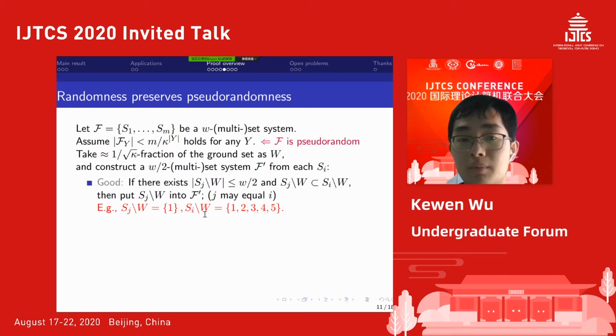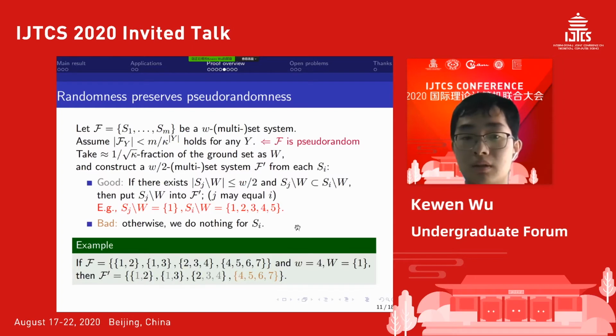Here is an example. In this case, Si minus W is very large. It contains 1, 2, 3, 4, 5 elements. But if we can find some Sj such that Sj minus W contains only a singleton 1, then in order to cover some set Si in F, it suffices to cover this Sj minus W instead of Si minus W. So in this case, we will put this Sj minus W, 1, into F prime, and we do nothing for Si minus W. And the bad case is the rest. For the bad case, we will do nothing for Si.